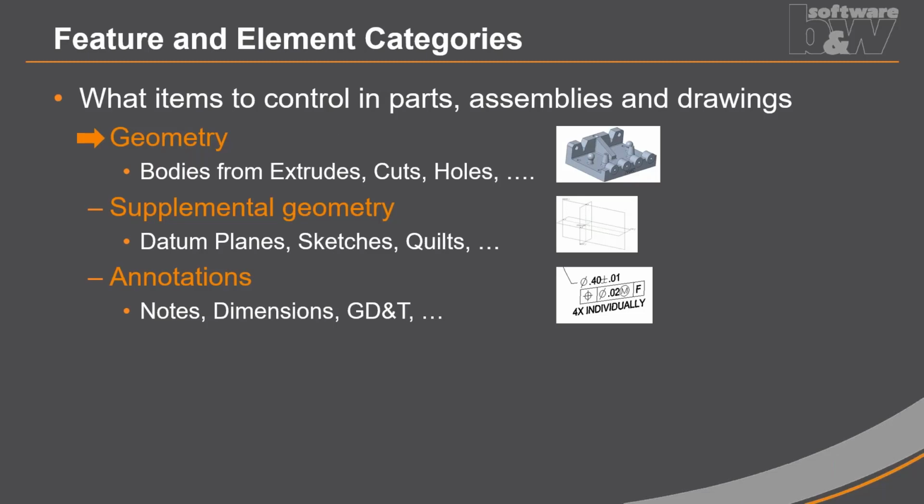When we look at the categories, we have three geometry categories that we want to control in parts, assemblies, and drawings. First the geometries, so the bodies, from the extrudes, the cuts, the holes, the rounds, chamfers, and so on. Supplemental geometry like datum planes, sketches, quilts, axes, datum points, coordinate systems, and so forth. And finally, the annotations like notes, dimensions, GD&T, surface finishes, and so on.